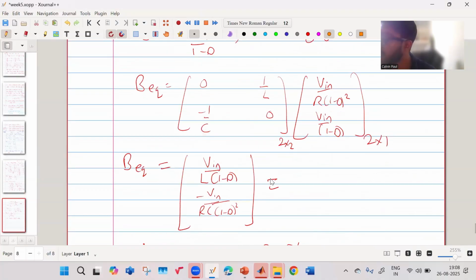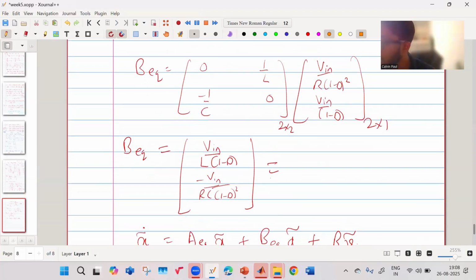So can you substitute what are these values? Your R is 30, Vin is 12, D you guys found out is 0.6, L is 3.3 microhenry, and C is 50 microfarad.